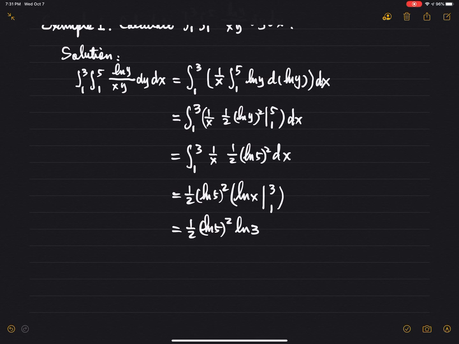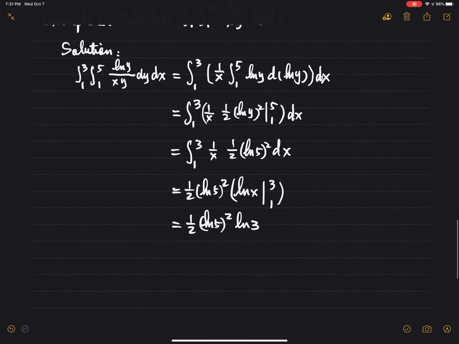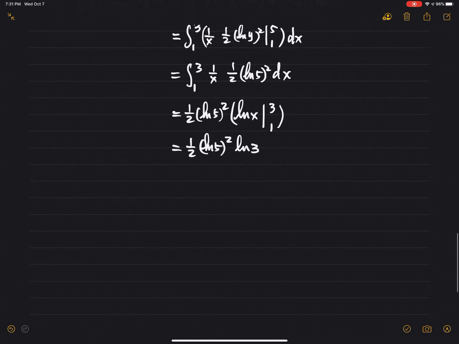So that's example 1. Now, if you look at example 2, let's look at this one.